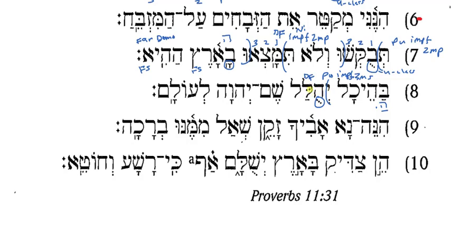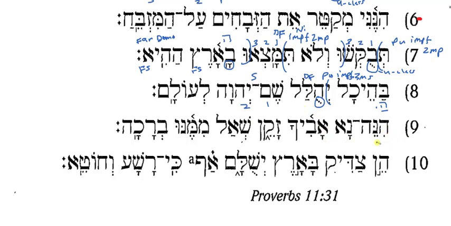All right, now what's the subject? What is it that will be praised? Here I have a construct chain. Shem Adonai, the name of Yahweh, is my subject. And what about it? The name of Yahweh will be praised in the temple. For how long? Le'olam, unto perpetuity, or unto long ages. That is to say, forever. Okay, so that's number 8.